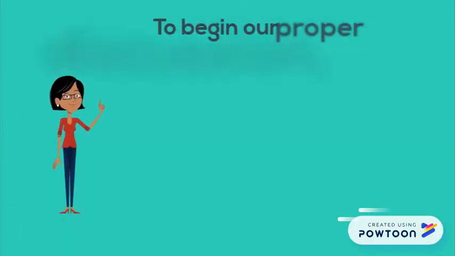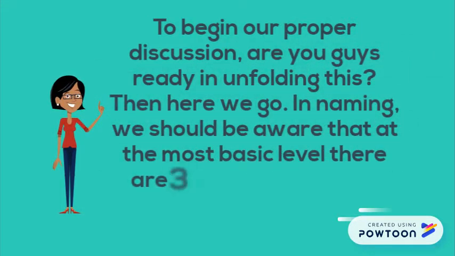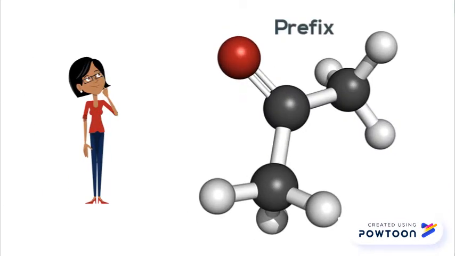Begin our proper discussion. Are you guys ready in unfolding this? Then, here we go. In naming, we should be aware that at the most basic level there are three components to be considered: the prefix, suffix and its root. Naming actually gets complicated, but we can start applying the 6 steps to all compounds.